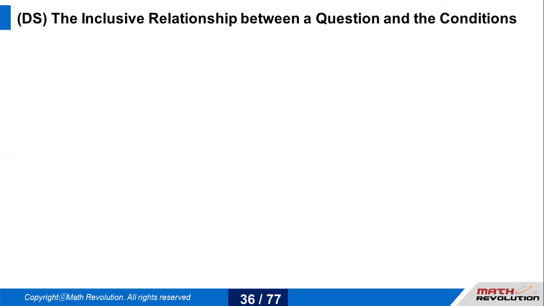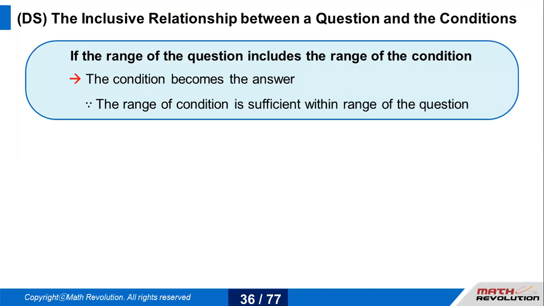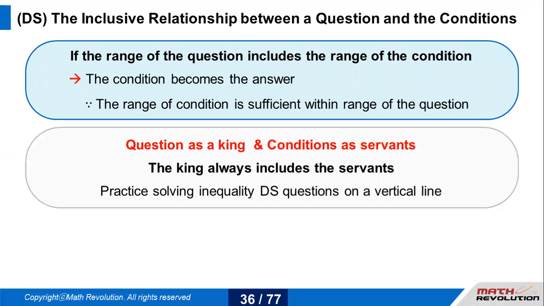Let's talk about the inclusive relationship. This is the trickiest part of today's webinar. The inclusive relationship between a question's stem and the conditions. If there is a range given in the question, and if that includes the range of the statement, then that particular statement will be your answer. In the jargon of the variable approach, if the range of the question includes the range of the condition, that condition becomes the answer. Always remember that the question is a king and conditions are servants. So the king will always include the servants.